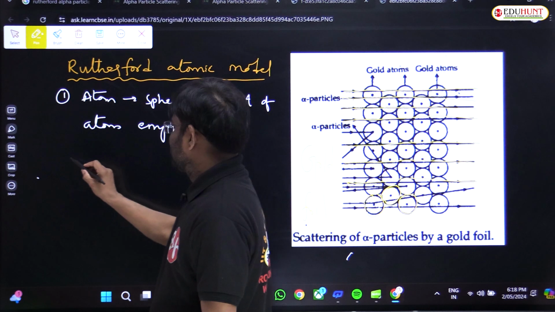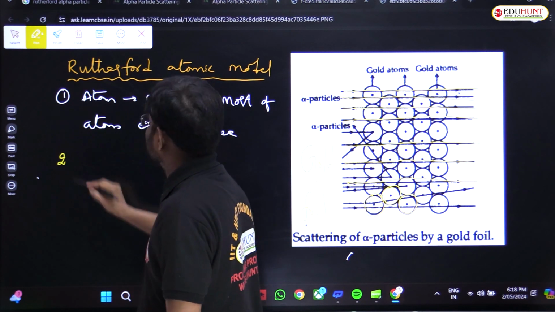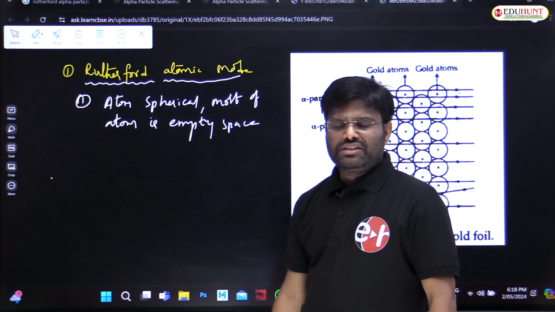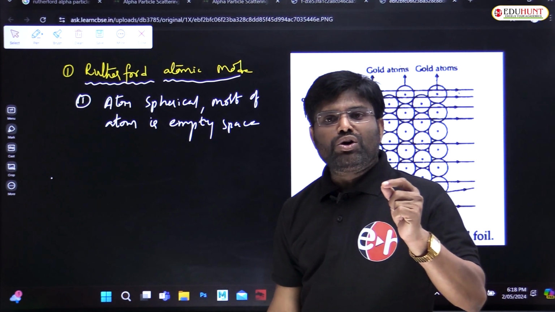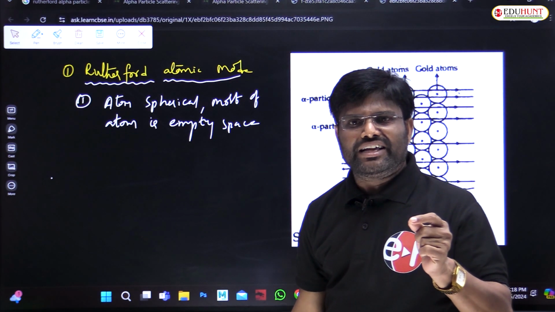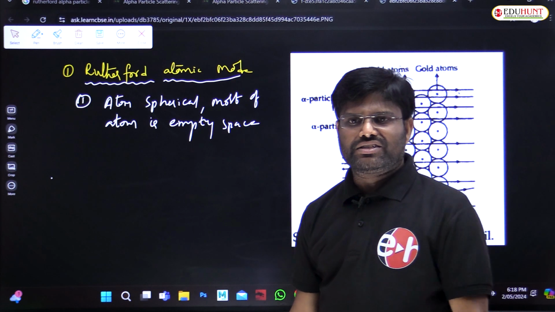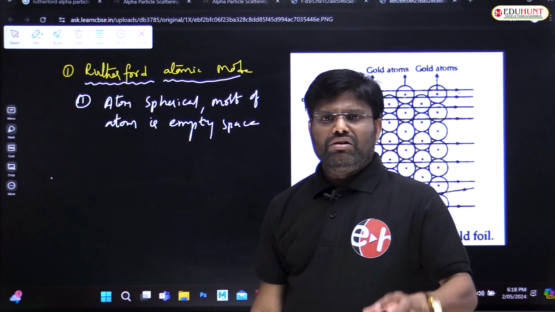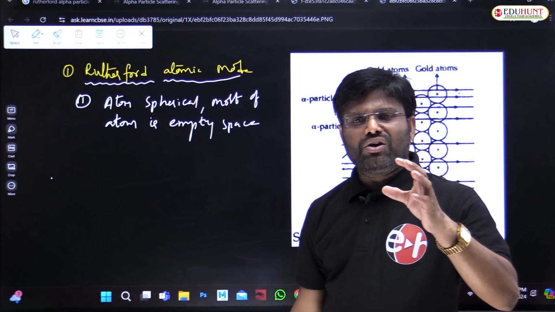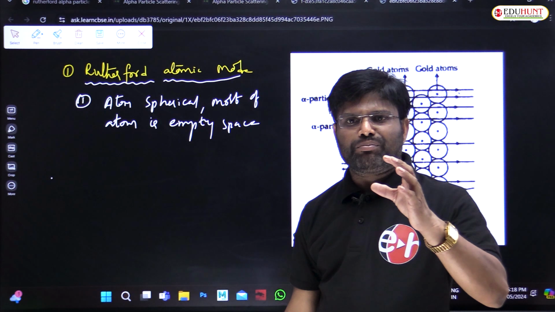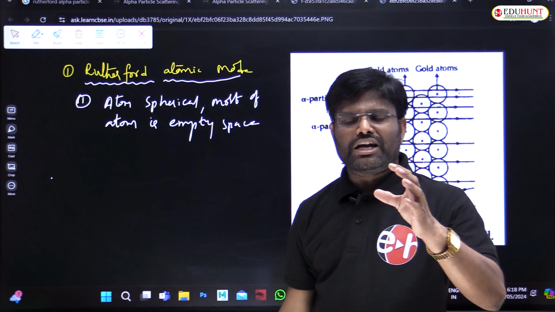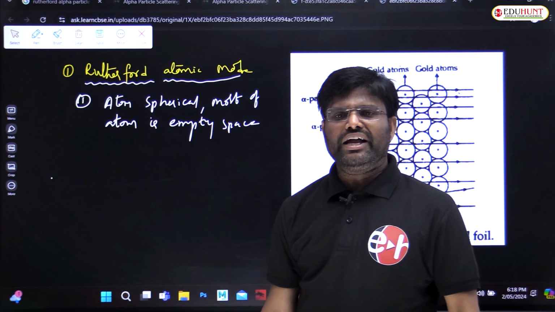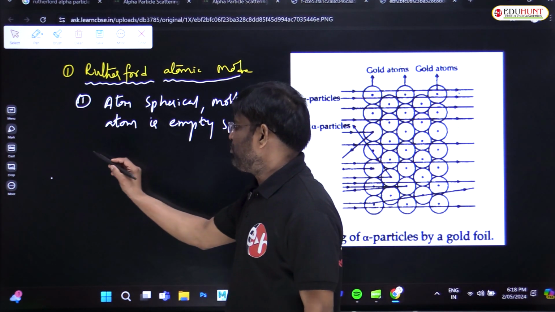Next, according to the second observation, what is the second point? The total mass of the proton is present at the center, and that is called the nucleus.